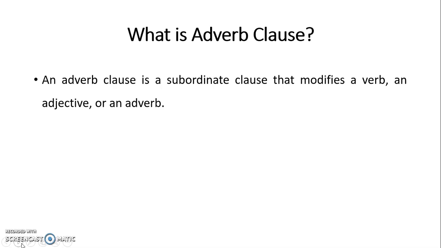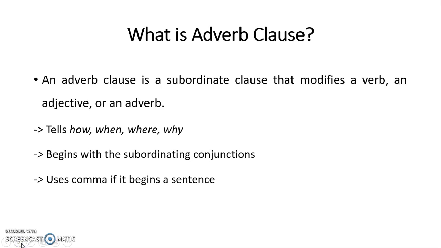So how do we analyze an adverb clause? The first one: adverb clauses tell how, when, where, and why. And then they also begin with subordinating conjunctions. And the last: they use a comma if they begin a sentence. So in this lesson on adverb clauses, we focus on the clause and the connector.